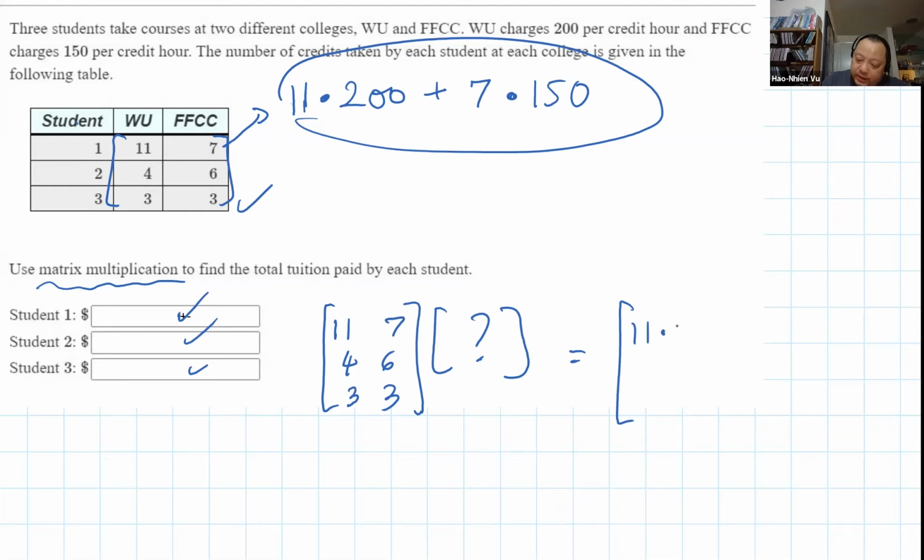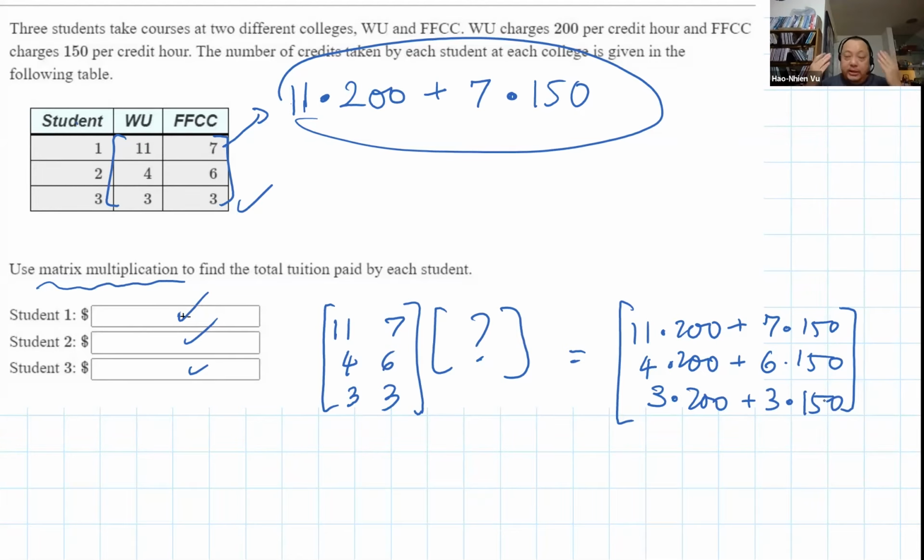So 11 times 200 plus 7 times 150. Down here would be 4 times 200 plus 6 times 150. And down here will be 3 times 200 plus 3 times 150. All right, so the question is, how do I fill in that second matrix? Once I've written it out this way, you sort of suspect the number 200 and the number 150 should go in there somewhere. But let's go slow.